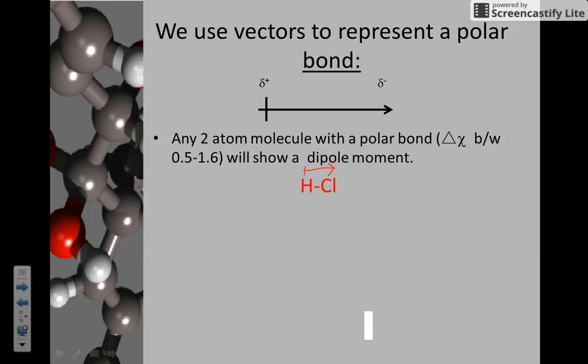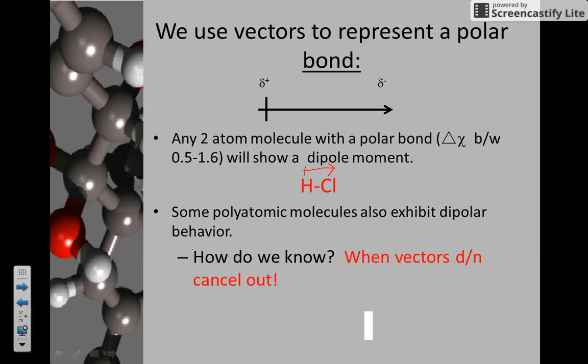So there's no vector to cancel with that, so you would say it has a dipole moment. There are some polyatomic molecules that also exhibit dipolar behavior. Now, how do we know when we have a dipole moment? Well, it's when the vectors do not cancel out. Like with water, notice the vectors are coming at angles, so you would take the resultant average vector that would be right here. This is the resultant vector, and I usually squiggle out the original vectors when I take an average. There's no vector to cancel with this one, so you would say that it does have a dipole moment.